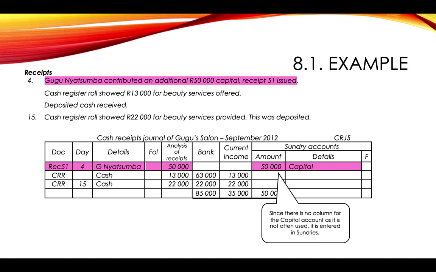So let's have a quick look at 8.1 example. The information tells us Google for all the receipts.